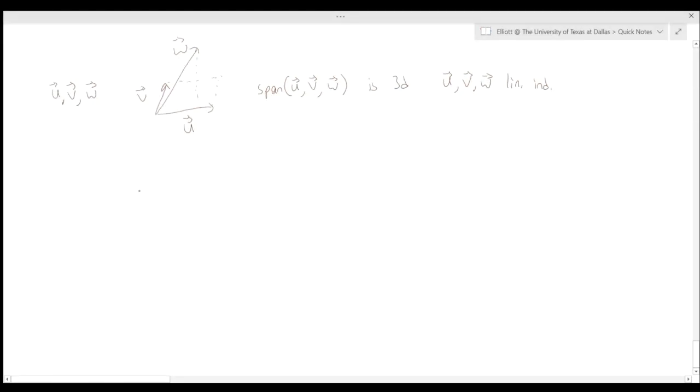And in every other case, if they are coplanar, meaning they would only span a plane. If they were collinear, meaning they only span a line, or if they were all zero, meaning they would only span a point, then they would be linearly dependent.